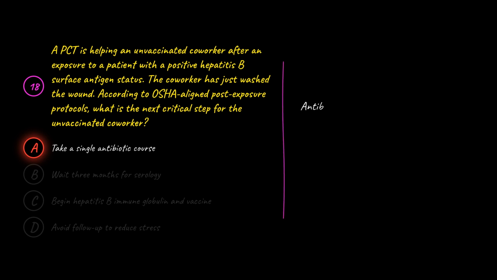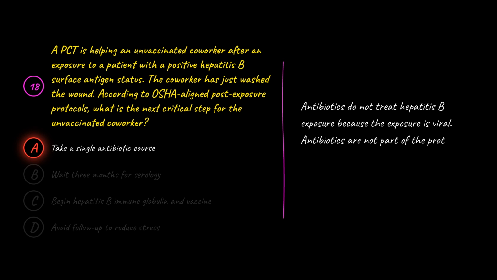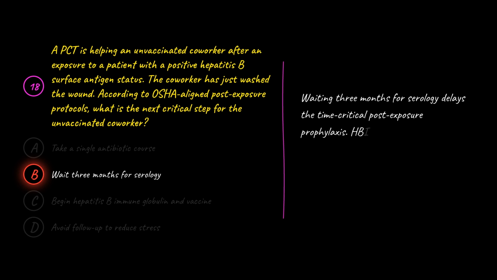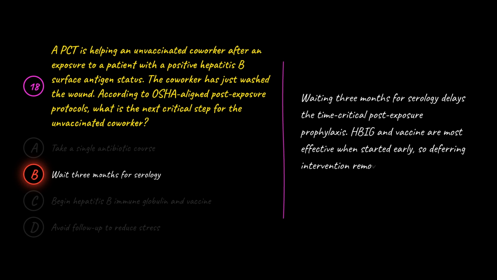A is wrong because antibiotics do not treat hepatitis B exposure, because the exposure is viral. Antibiotics are not part of the protocol, and the correct step uses immune globulin and vaccine specifically directed at the hepatitis B virus. B is wrong because waiting 3 months for serology delays the time-critical post-exposure prophylaxis. HBIG and vaccine are most effective when started early, so deferring intervention removes the protection window that the protocol relies on.